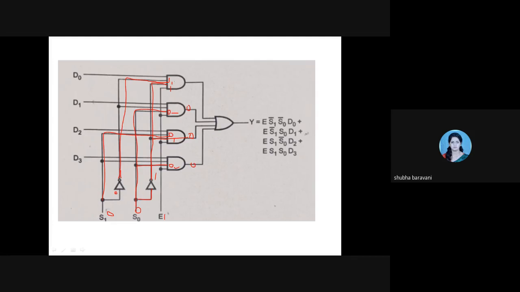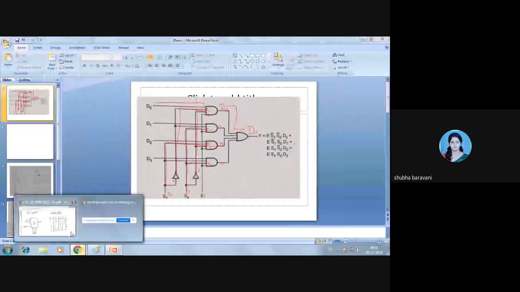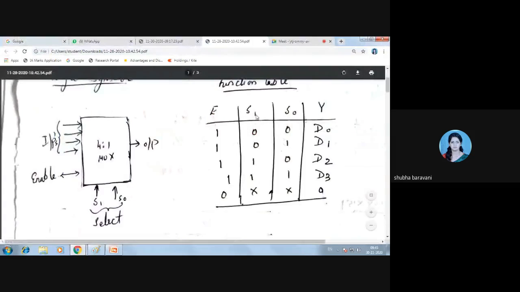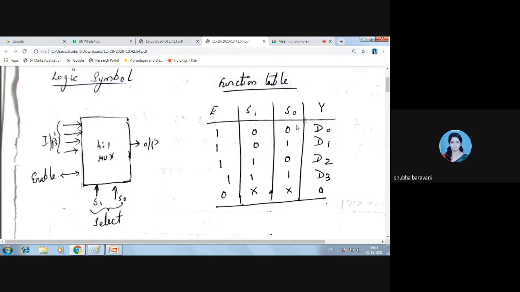However, the first AND gate inputs are 1 and D0 is coming here. So what would be the output of this AND gate? D0. Okay, this is your D0. So finally your output would be D0. So this is what is said in this function table. See, if S1 and S0 are 0, 0, your output is D0. Now is that understood?